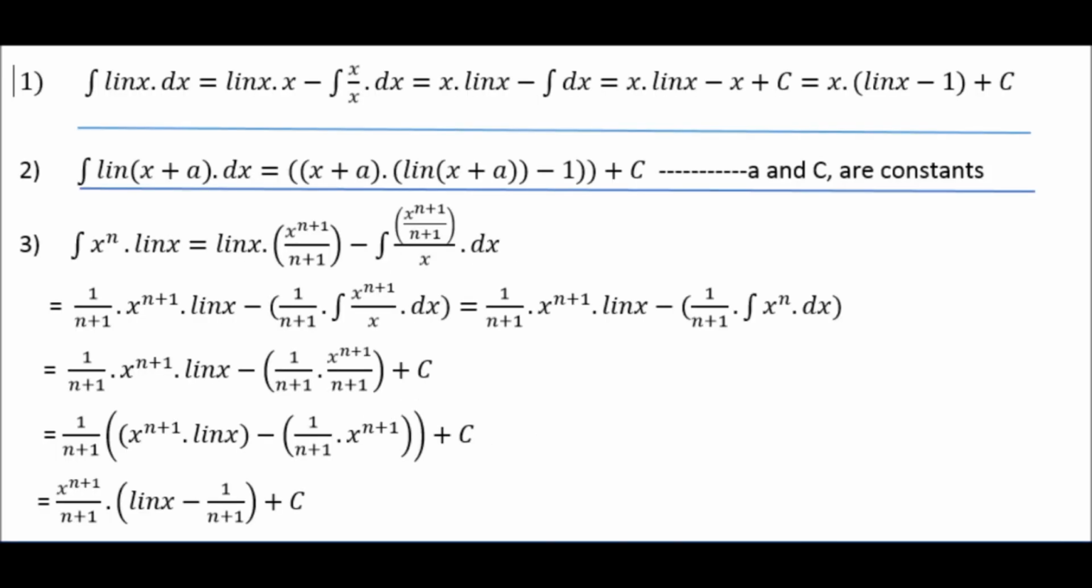Now here is presented in front of you the three integrals and their solutions.